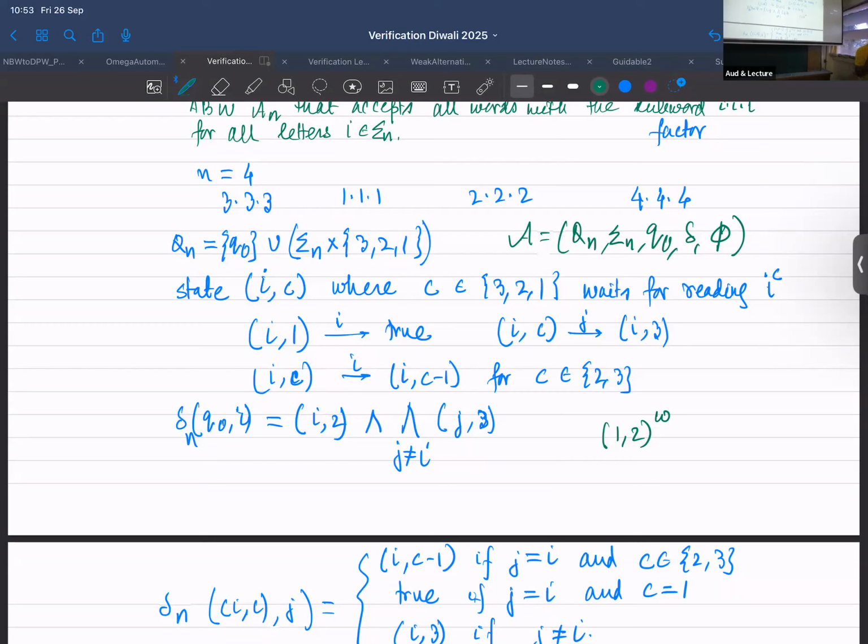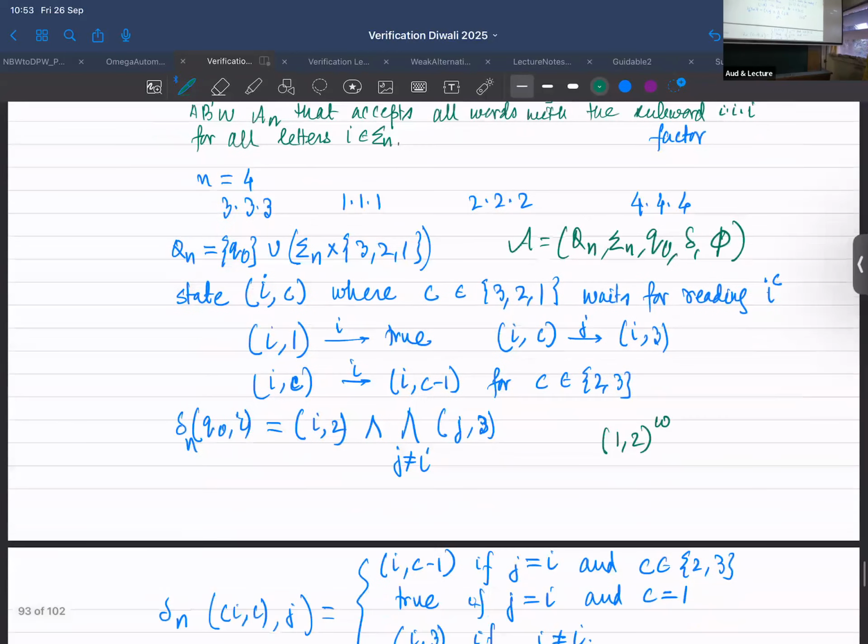So let's see. Initially I will always go to these states, and I am writing the I for this letter. I'll always go to I comma 3, I comma 2, and for I equal to 1 and 2, that will alternate. For the other ones, I will always be at 3, right? And then it's going to give me an infinite run. And if I have that infinite run, then by this definition it happens that it is going to be accepted, which is not correct.